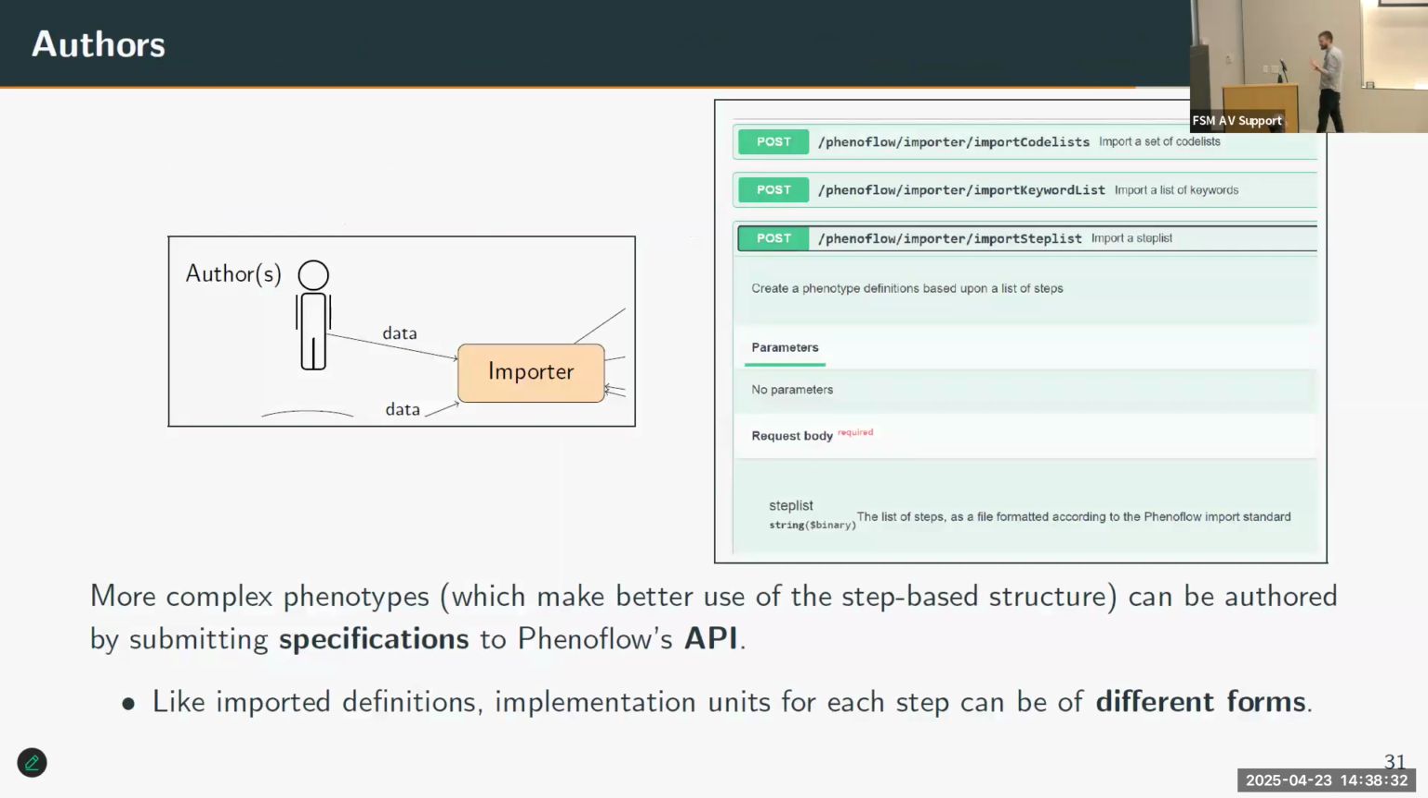So that's the automatic parsing under the model. We also do allow humans to write phenotypes under the Phenoflow model. And this is where the more complex side comes in, where it stops just being code lists and can be more complicated.